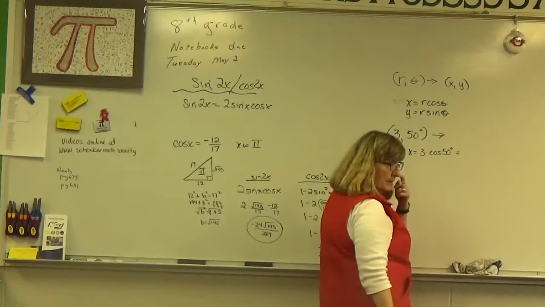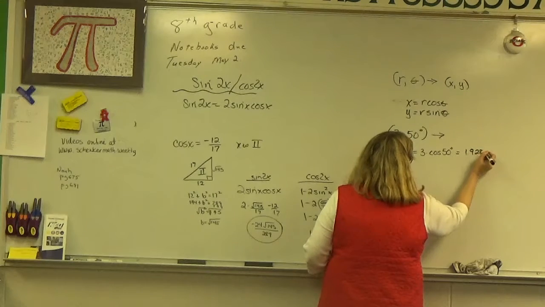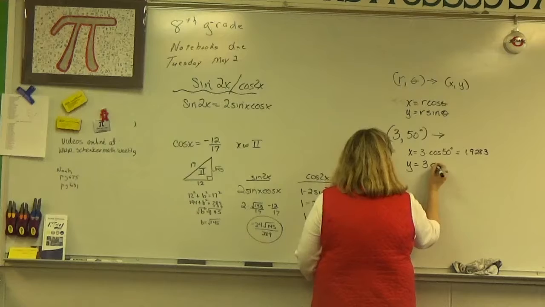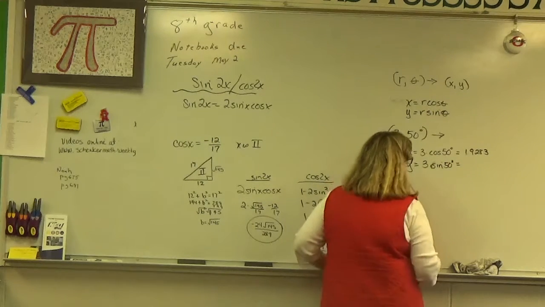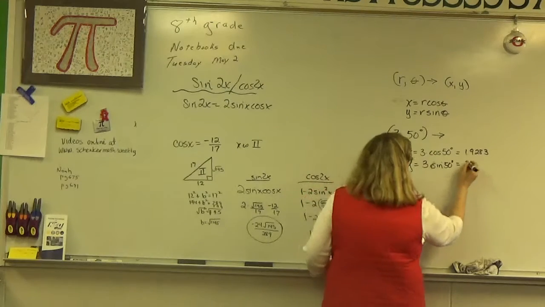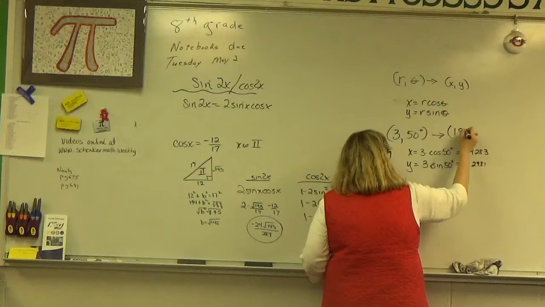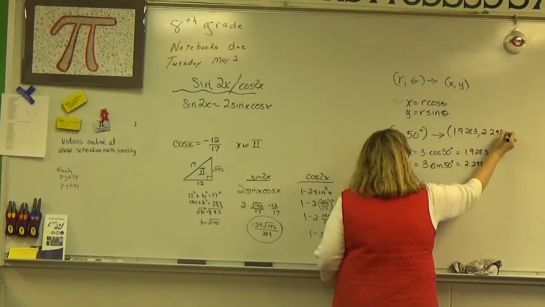It's just a decimal. 1.9283. Y is equal to 3 times the sine of 50 degrees, 2.2981. So our answer is 1.9283, comma 2.2981.